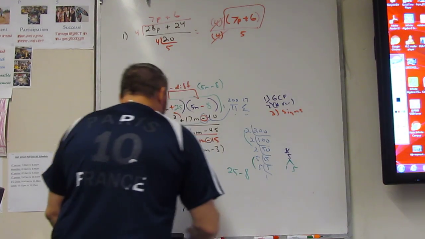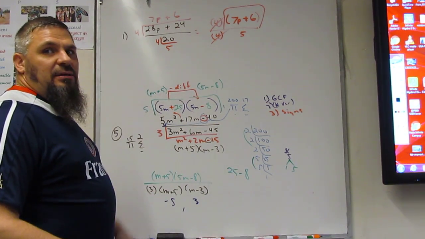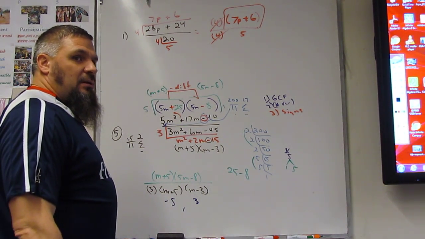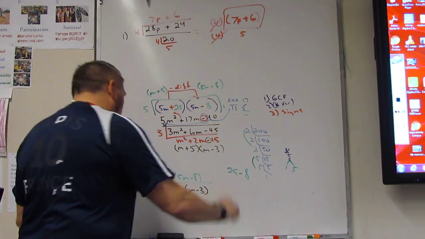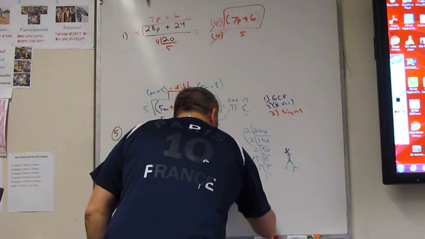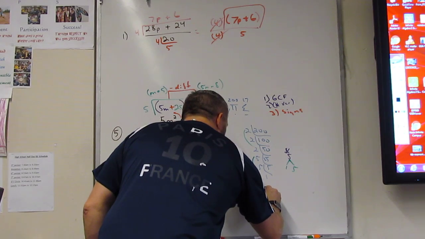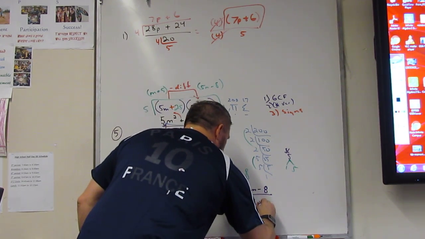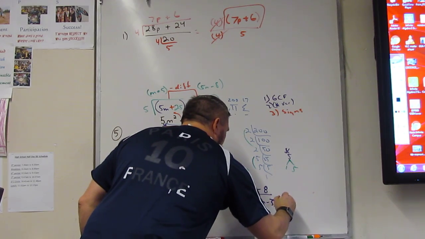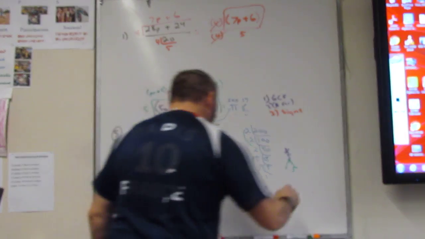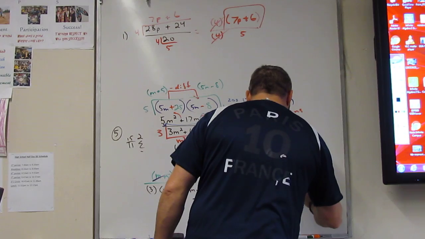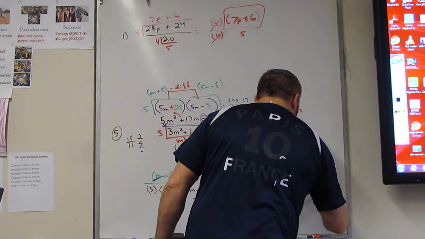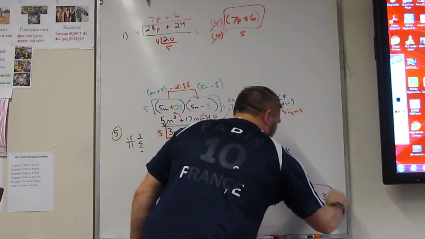So is there anything I can cancel out? m plus 5, m plus 5. So now I have (5m minus 8) over 3 times (m minus 3), where m cannot be negative 5 and 3. And that's your answer.